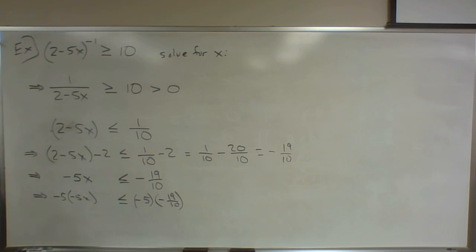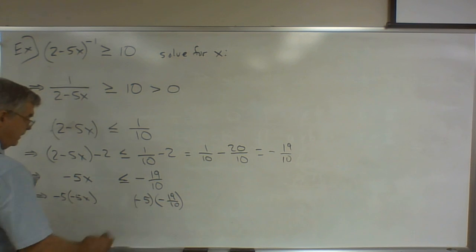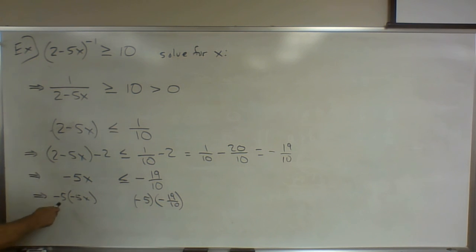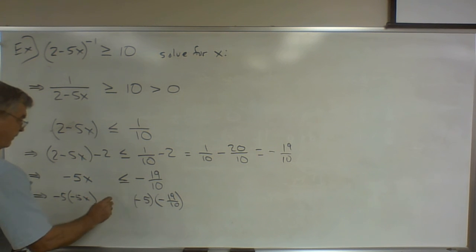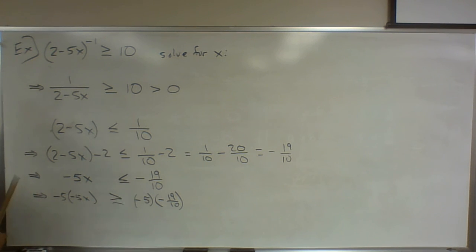Now, before I go any further, do I need to change anything? I just multiplied both sides by negative 5, so do I need to reverse the direction of this inequality? I think I do. I multiplied both sides by a negative, so I have to reverse the direction of the inequality. Negative 5 times negative 5 is 25.